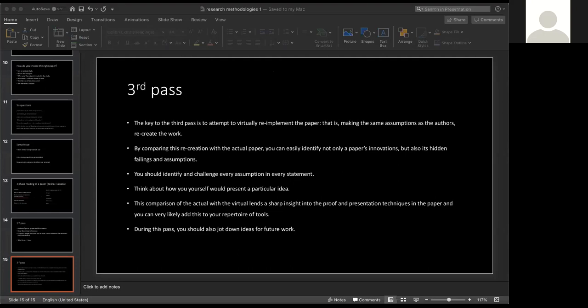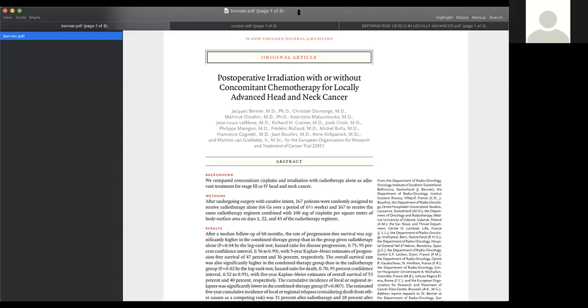Are you able to see the article on the screen? Sir, no, sir, not seen, sir. I'll just put the article on the screen. Is it visible now? No, sir. Yeah. Now it's visible, sir.